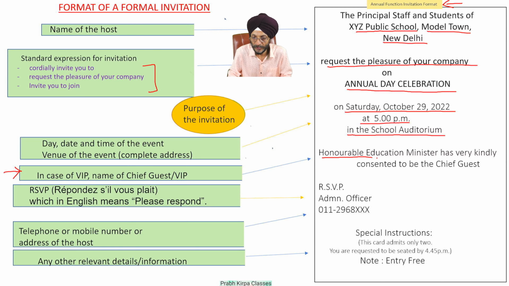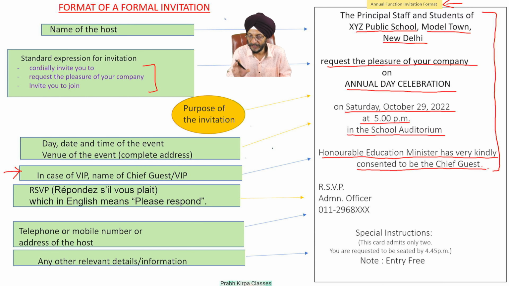Here it is written as Honorable Education Minister has very kindly consented to be the chief guest. Please note that you will observe that all these invitations have been written in a single sentence. There is normally no breakage. Up to this, there was no breakage. This is the extra line: Honorable Education Minister has very kindly consented to be the chief guest.